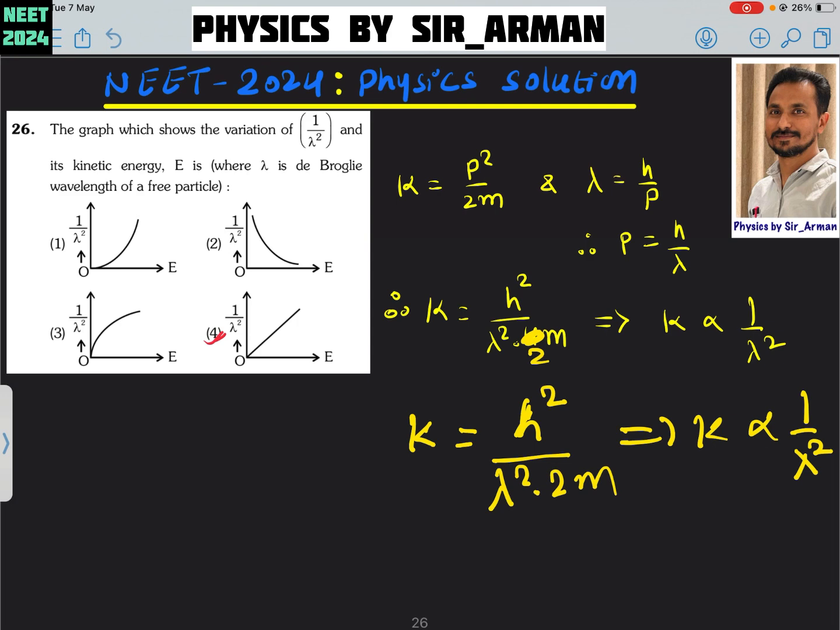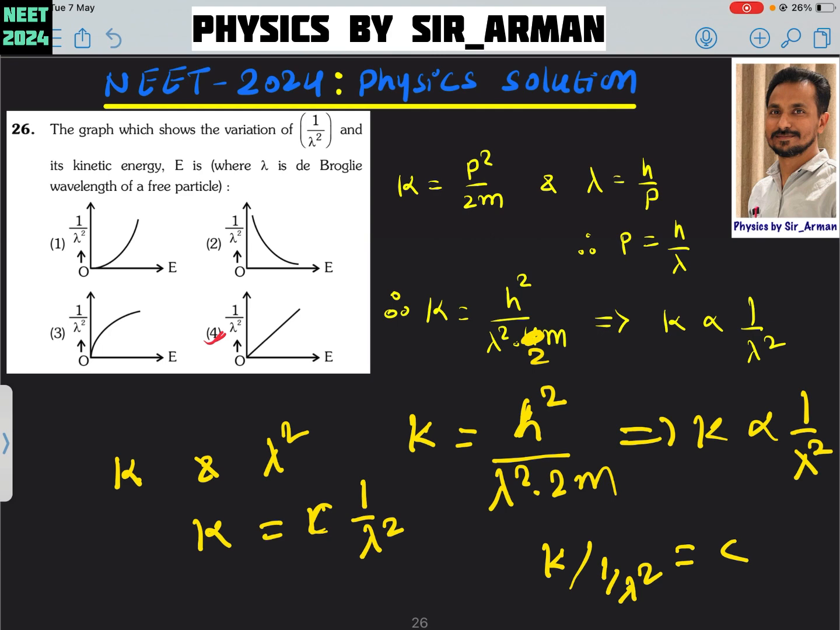So if you draw the graph between K, the kinetic energy, and lambda square, then you will get graph number 2. But here the graph is given between K and 1 upon lambda square. So we can write K is equals to some constant into 1 upon lambda square. So K by 1 upon lambda square is constant, so this is given by graph number 4, which is the correct relationship.